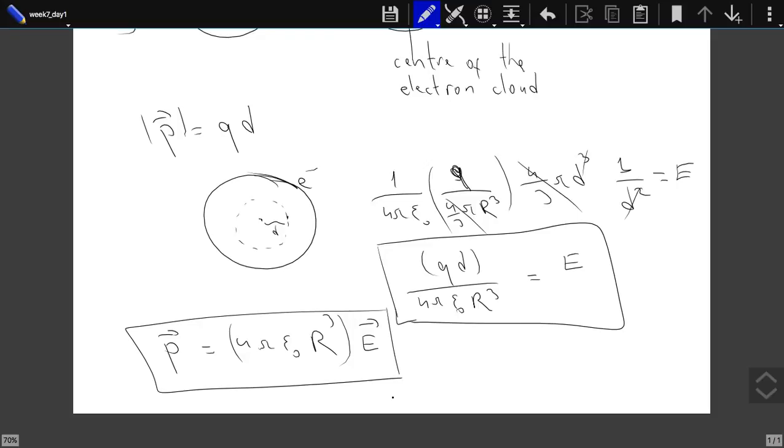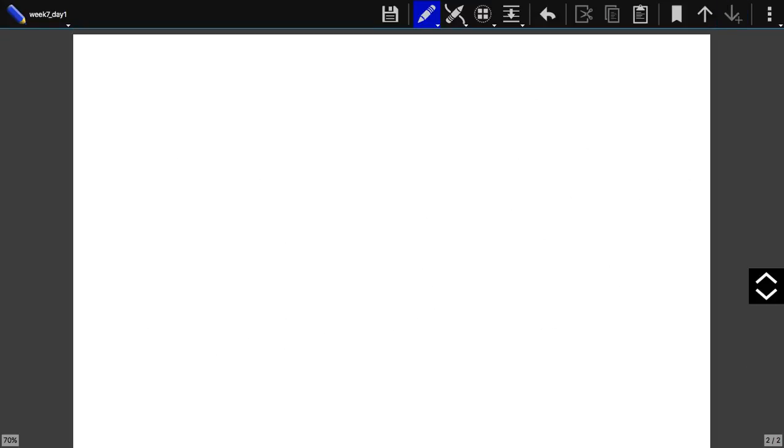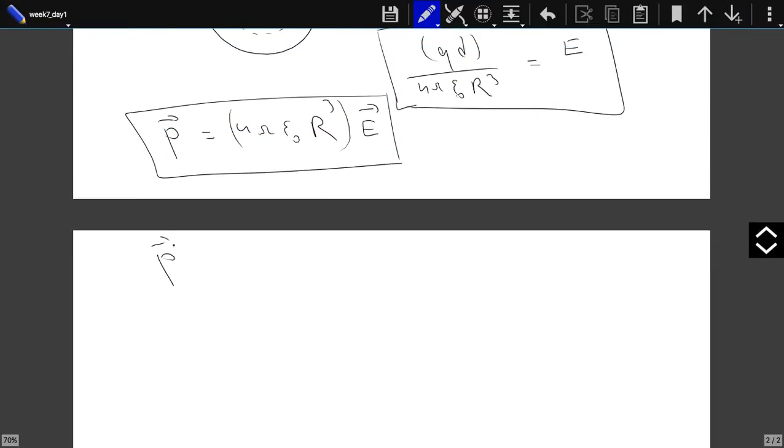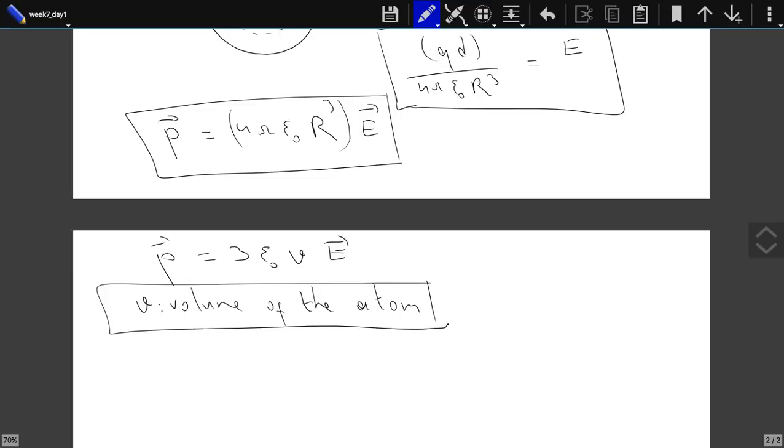There is this volume dependence. It depends linearly on the volume. 3 epsilon 0 times the volume, and it's in the direction of the electric field. Now, of course, for a more realistic model, maybe you won't get 3, you might get 5 or 8, but that numerical factor doesn't really change our understanding of what's going on.